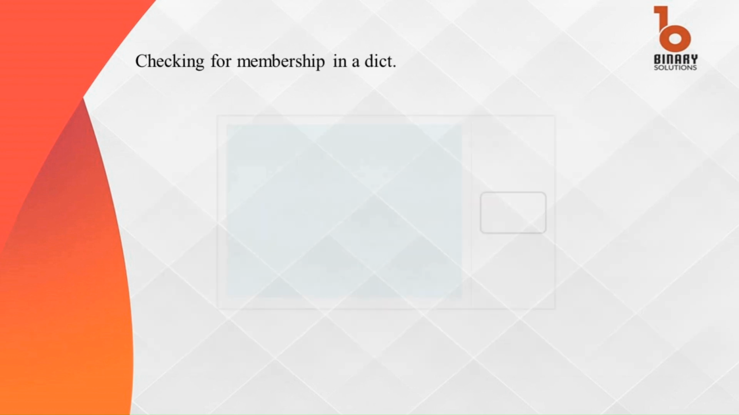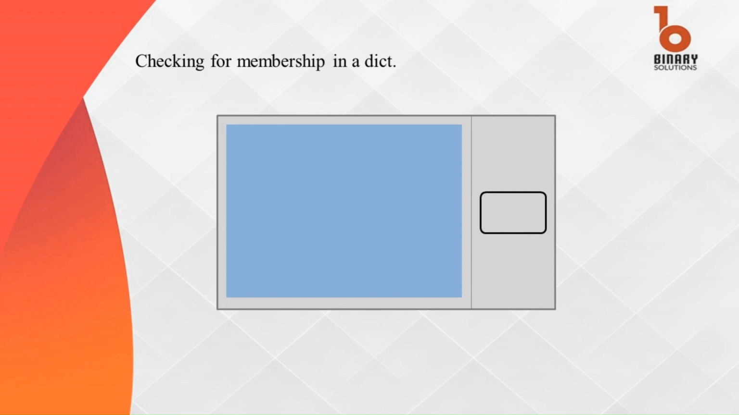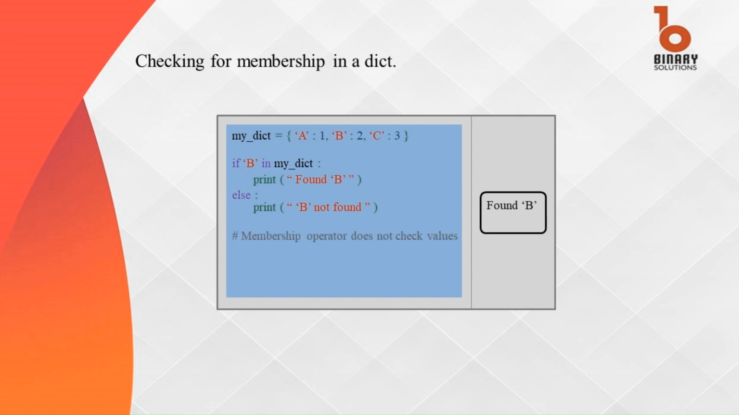In this example, the program demonstrates the use of the membership operator in a dictionary. The dictionary myDict contains keys A, B, and C, each associated with values 1, 2, and 3, respectively. The first check uses the in operator to verify if the key B exists in the dictionary. Since B is a valid key in the dictionary, the program prints "found B." This illustrates that the membership operator in dictionaries specifically checks for keys, not values.